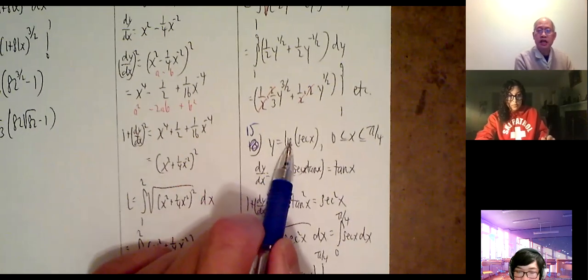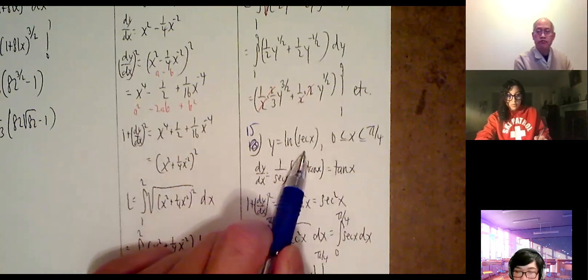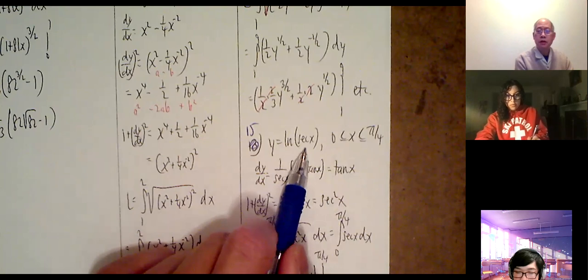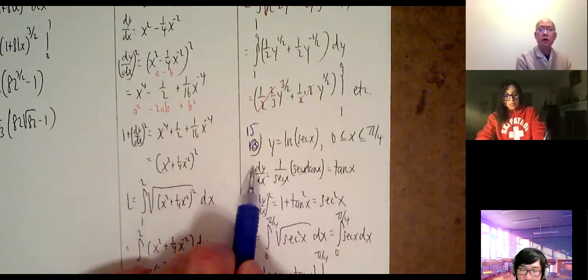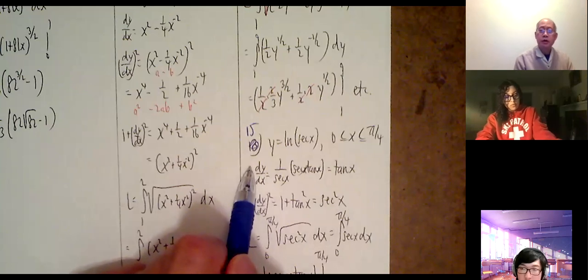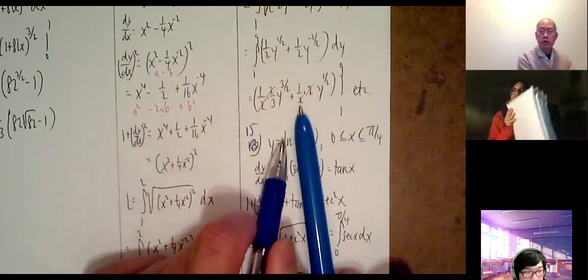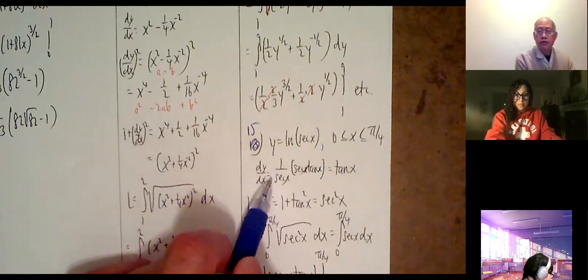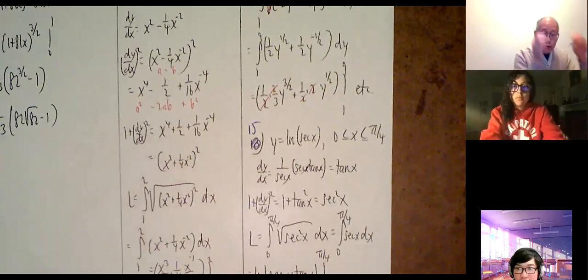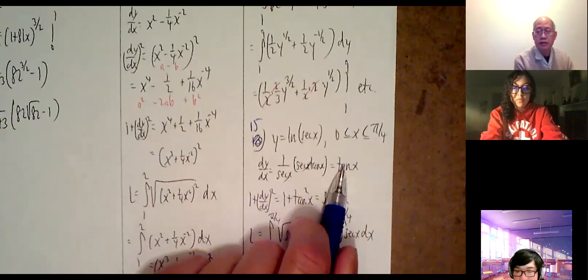Y equals natural log of secant of x as x goes from 0 to pi over 4. Believe it or not, this actually comes out nice, although it doesn't look like it. Okay, I checked this as problem 15 in our book. It was 13 in the previous edition, but whatever. All right, so first take the derivative. So dy dx. How do you differentiate ln something? You go 1 over that, and then times the derivative of the inside. So 1 over secant x times the derivative of secant x, which is secant x tangent x. Secant x cancels out, so I have tangent x.